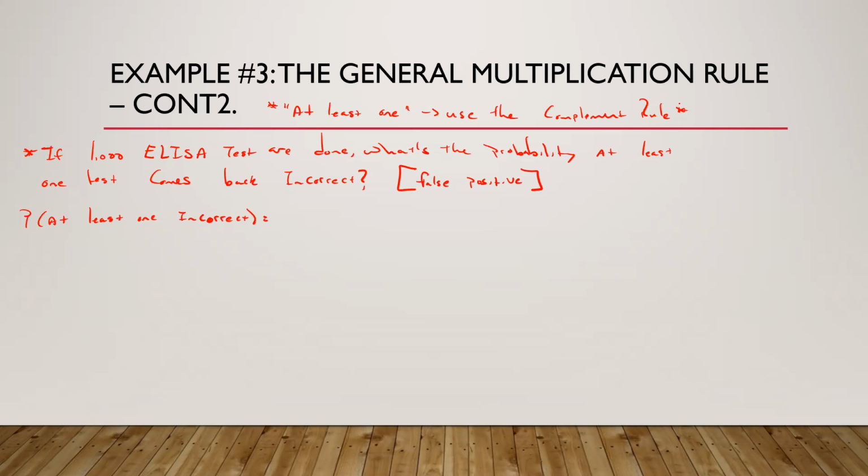So now here's the tricky part. What is the complement, the opposite of at least one being incorrect? This is the hardest part of this problem. What is the complement to at least one incorrect? Everything is correct. Say that louder, you have it right. The complement to at least one incorrect is that everything is correct. So look, let me just explain that, okay?